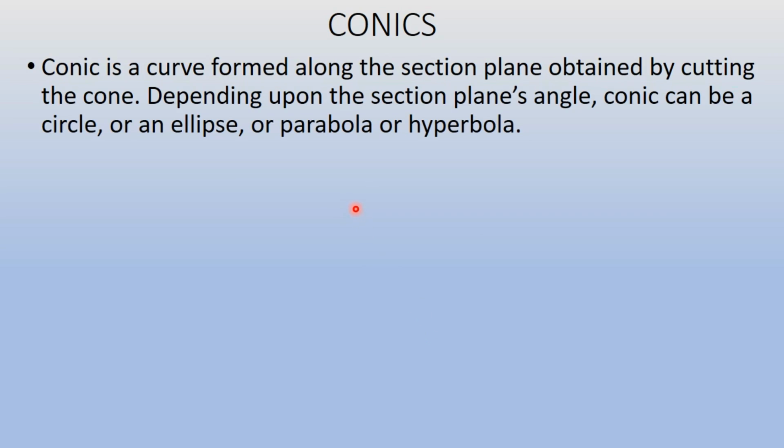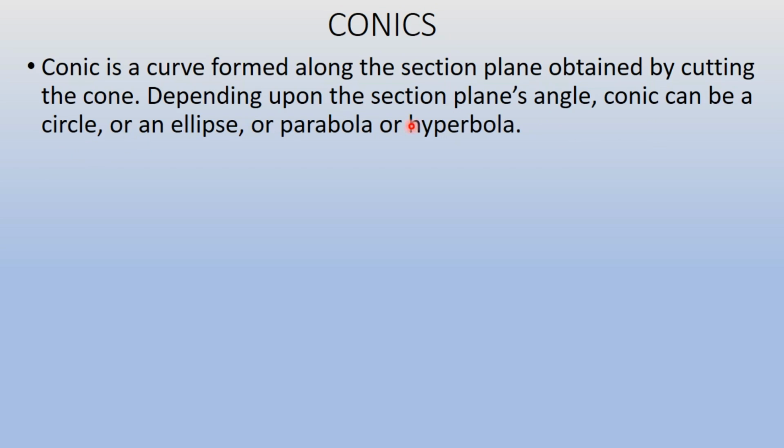First, what is actually a conic? Conic is a curve formed along the section plane obtained by cutting the cone. Depending upon the section plane's angle, conic can be a circle or an ellipse or parabola or hyperbola. As we have already seen in section 6 of this course, section of solids, you know about section plane very well. And section plane can be parallel to HP, perpendicular to HP, or else inclined to HP, and the same cases with respect to VP also.